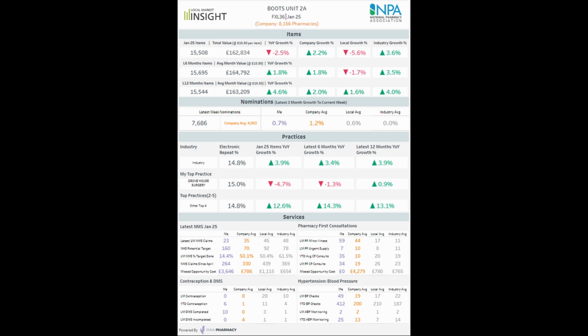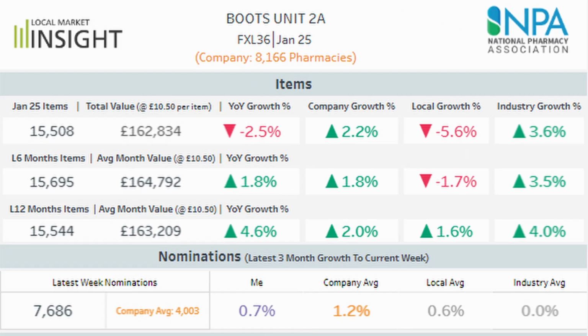of your performance. Let's start with prescription items and nominations. This top section shows your latest month's item count, total value, and year-over-year growth, giving you an instant read on volume. Below this, you'll see trends over 6 and 12 months. You'll also see how your item performance compares across your company, locally, and versus the national industry average. Useful for seeing if a rise or fall is unique to you or part of a wider pattern.